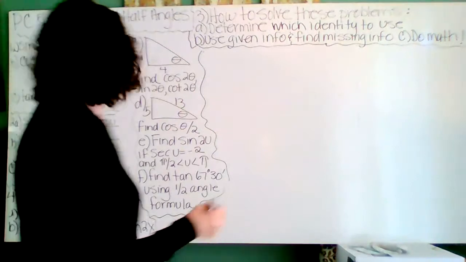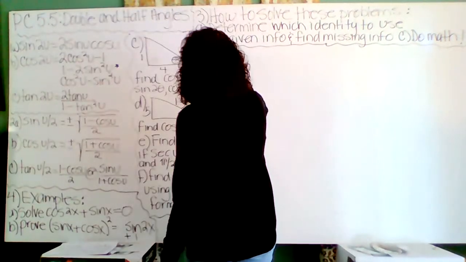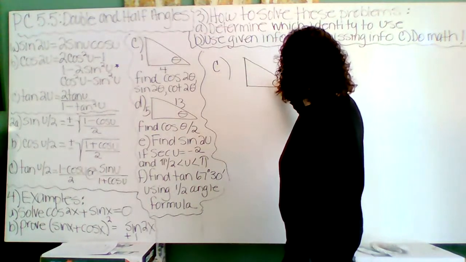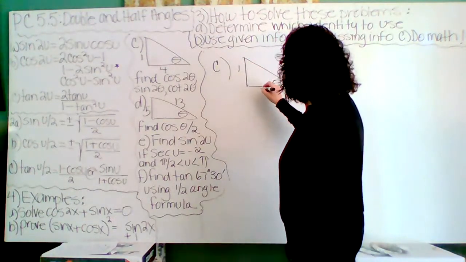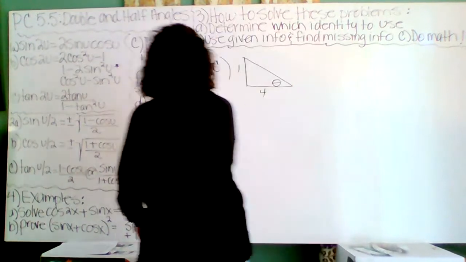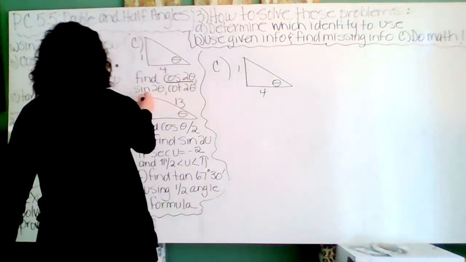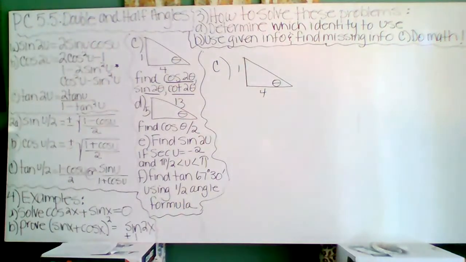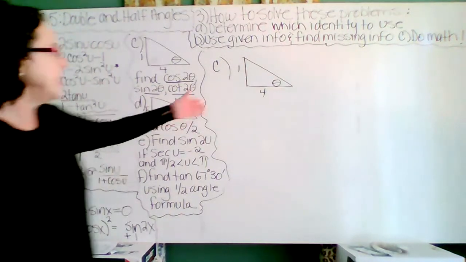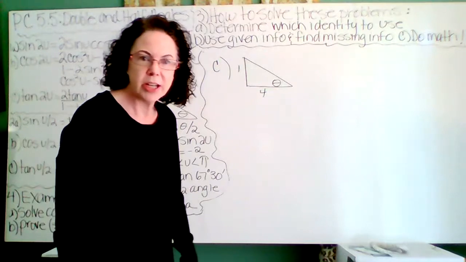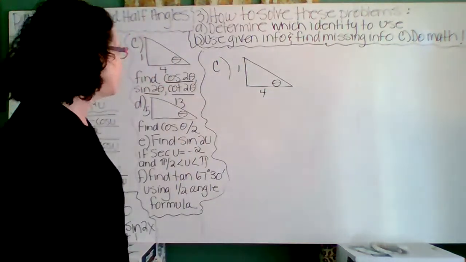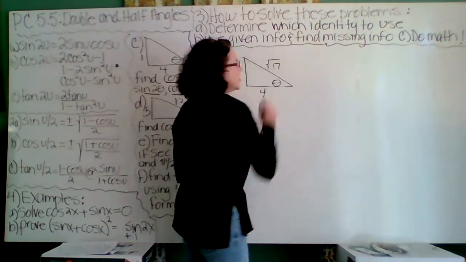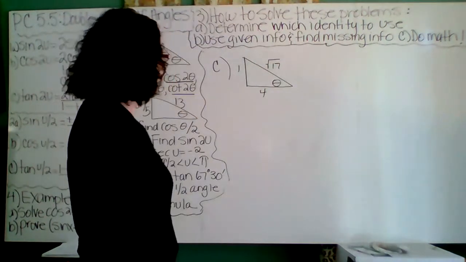Hi, I'm back. Let's try C. If you have been given this picture, you are being asked to find cosine of a double angle, sine of a double angle, and cotangent of a double angle. Okay, based on single angle information. Well, let's first get this hypotenuse.